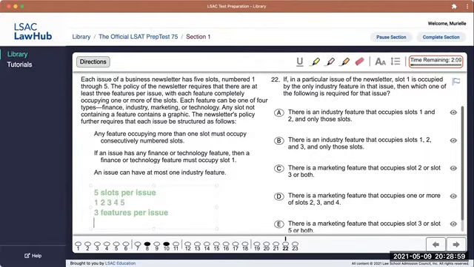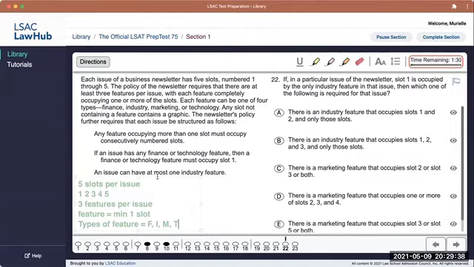So, a feature equals minimum 1 slot. Each feature can be one of 4 types. Then we have types of feature: finance, industry, marketing, technology. Those are our types of features.